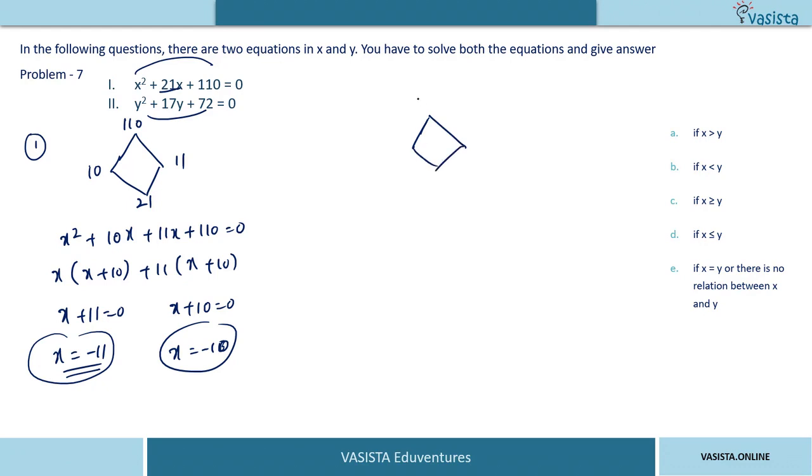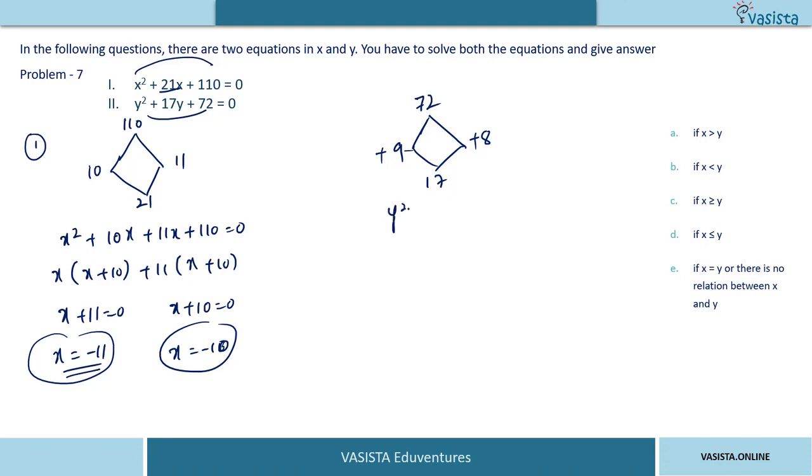When you multiply you should get 72, and when you add you should get 17. It is nothing but 9 8s are 72, plus 9 and plus 8. 9 times 8 is 72, and 9 plus 8 is 17.